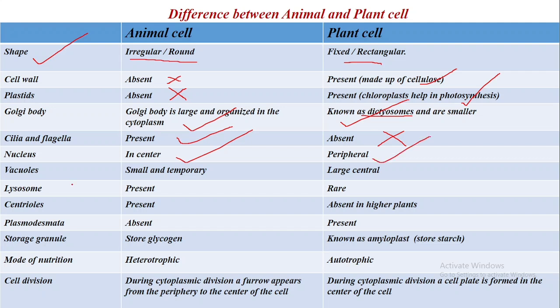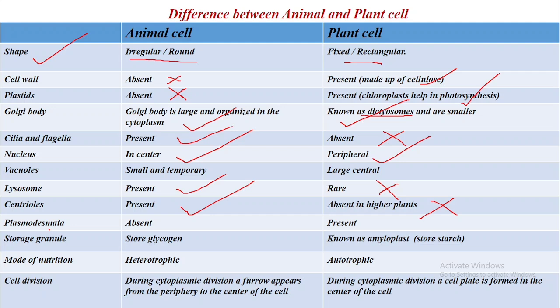The vacuole is large in the case of a plant cell. The vacuole stores water, helps in removal of waste and provides rigidity to the cell. They are very small in the case of animal cell, if present. Lysosome is present in animal cell but it is very rare in the case of a plant cell. Centriole is present in animal cell but it is absent in higher plants.